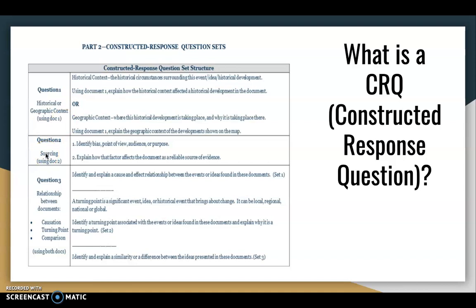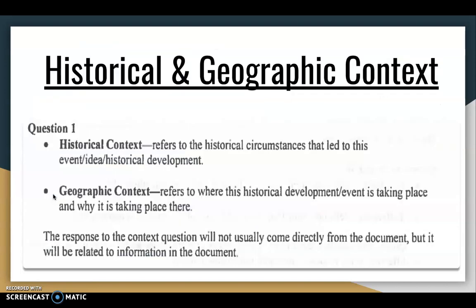In the second part of the question, you're going to be asked to identify either a bias, point of view, audience, or purpose of a document. And in question 3, you're going to be asked to identify and explain the relationship between those 2 documents, okay? Causation, turning point, comparison. So today we're going to focus on historical and geographic context.